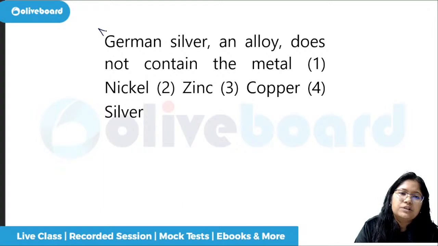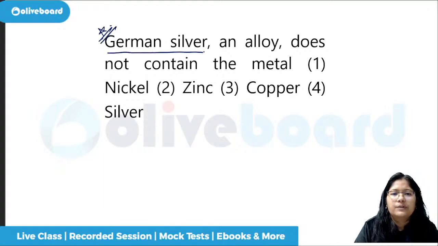I told you in German silver metal, there is no what? German silver, an alloy, does not contain the metal. There is no silver. This question was there in the first class also.